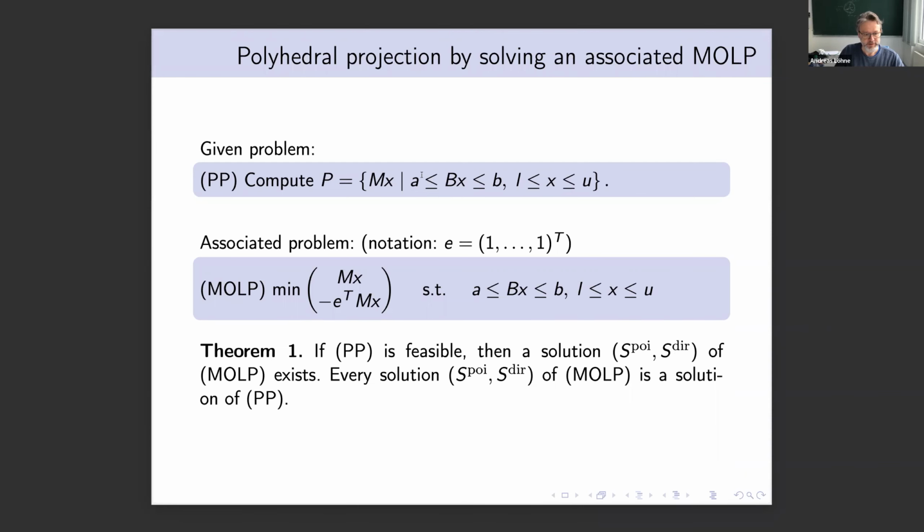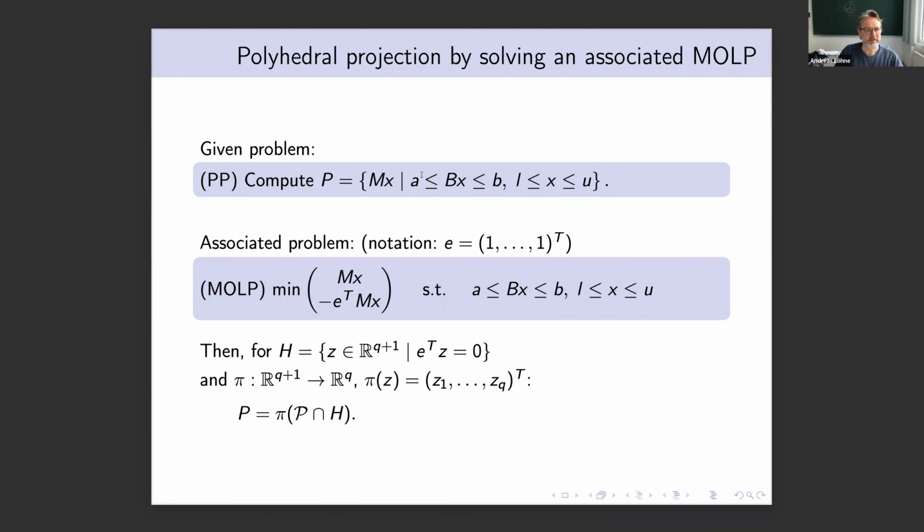And here I prefer to use a more informal formulation of the same idea. H is this hyperplane I already mentioned. So these vectors here belong to this hyperplane. And pi is the projection from R^(q+1) to R^q. That means we delete the last component of the vector. And calligraphic P is the upper image of this multiple objective optimization problem. I said this is what we usually compute.